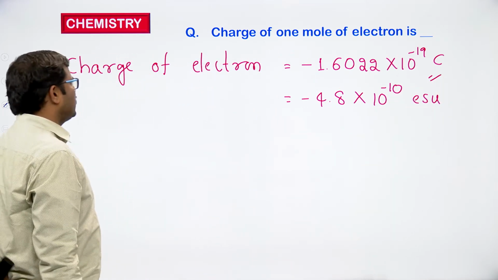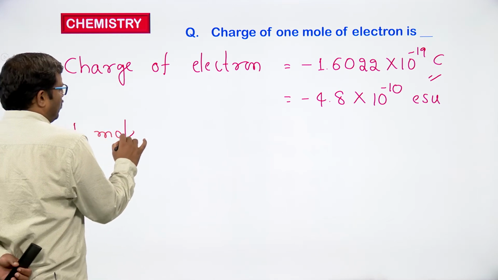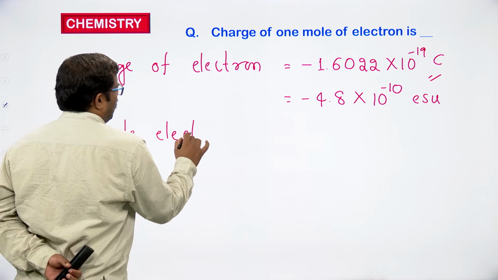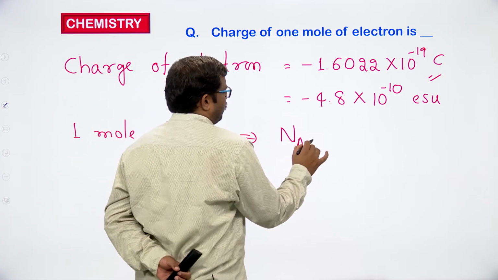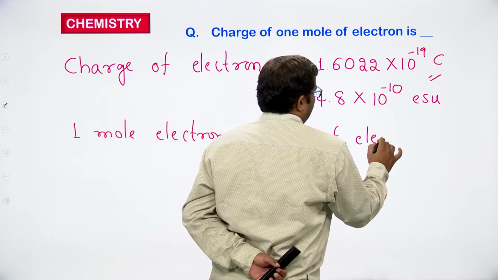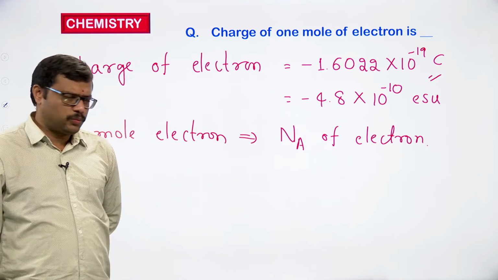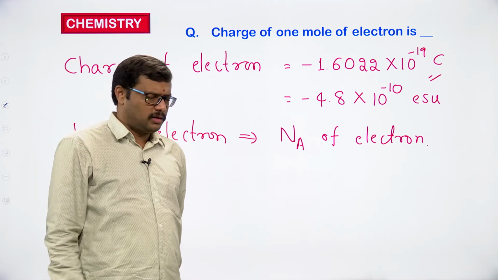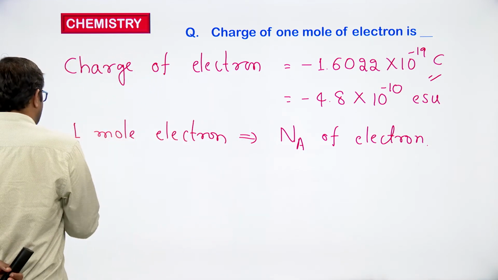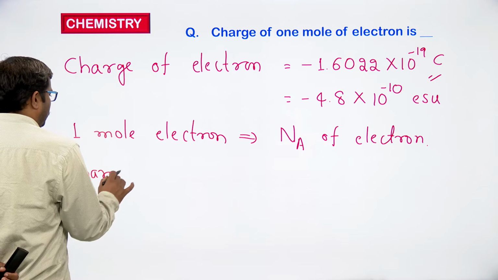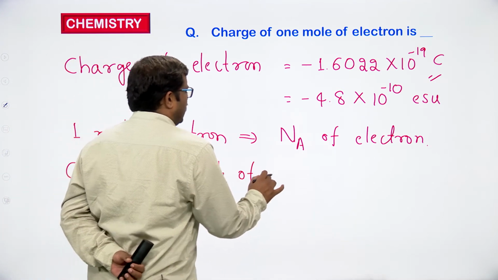Now this is the charge of 1 electron. 1 mole of electron means how many electrons are present? It implies Avogadro number of electrons. What is Avogadro number? It is 6.022 into 10 to the power of 23. So now we have to calculate the charge on 1 mole of electron.